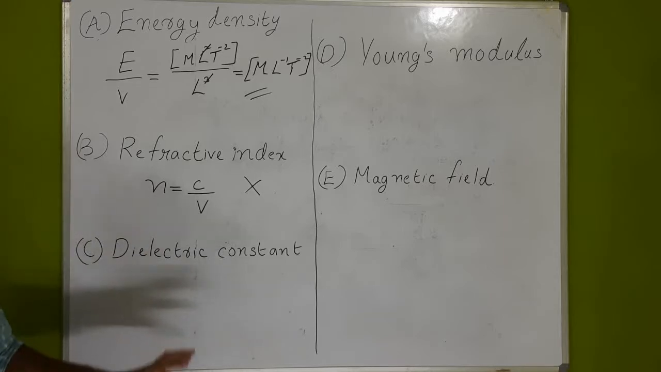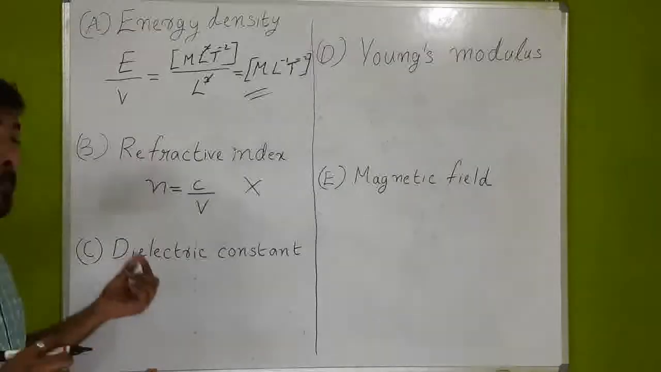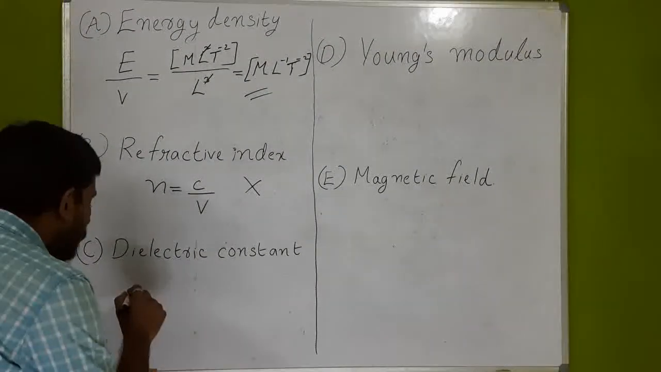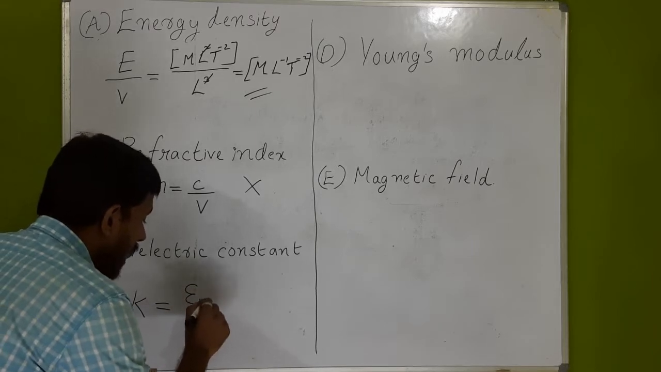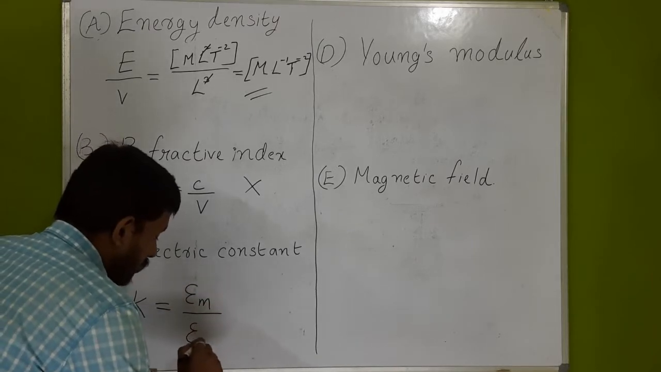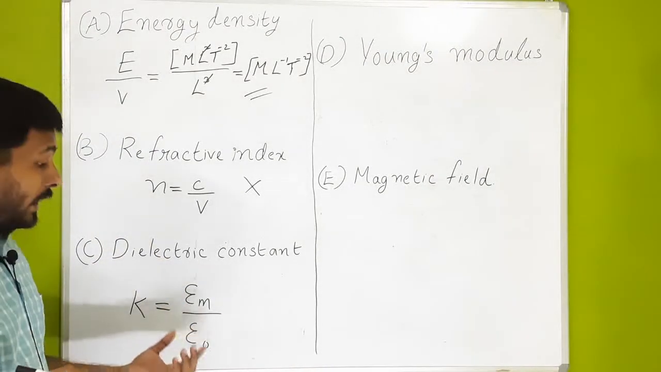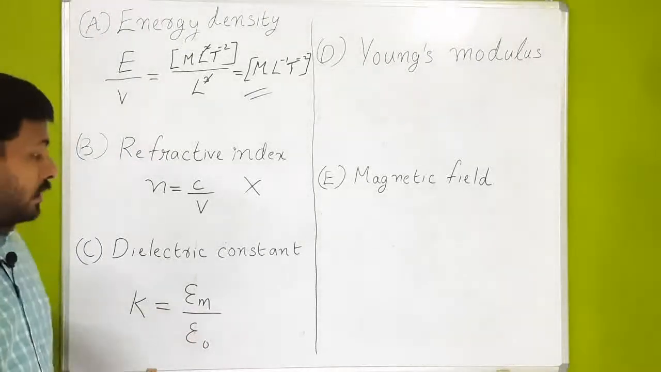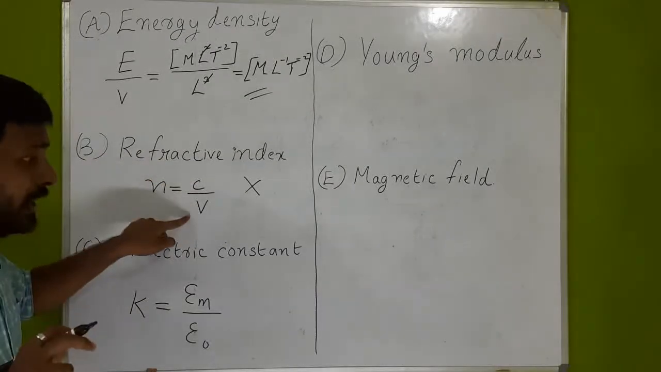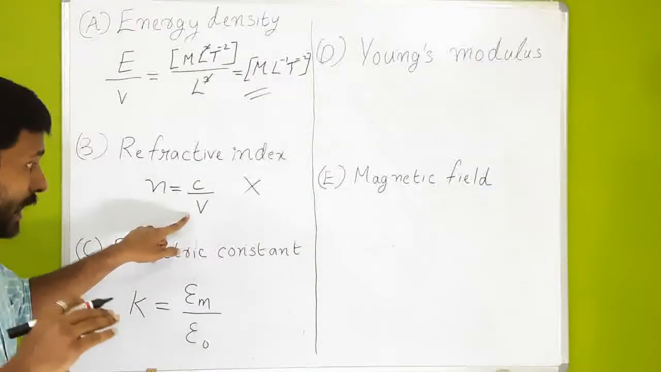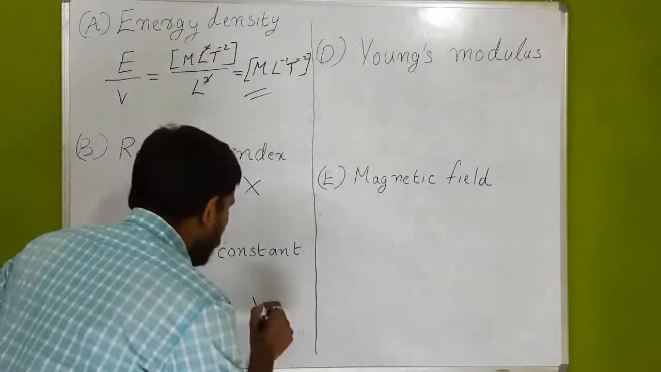The next is dielectric constant. The dielectric constant is also known as relative permittivity constant. It is denoted with letter K and it is equal to epsilon m divided by epsilon 0. So this epsilon m is the permittivity of the medium divided by permittivity of free space. Since like refractive index, both the quantities in the numerator and denominator are of the same type, so this constant is also a dimensionless quantity.